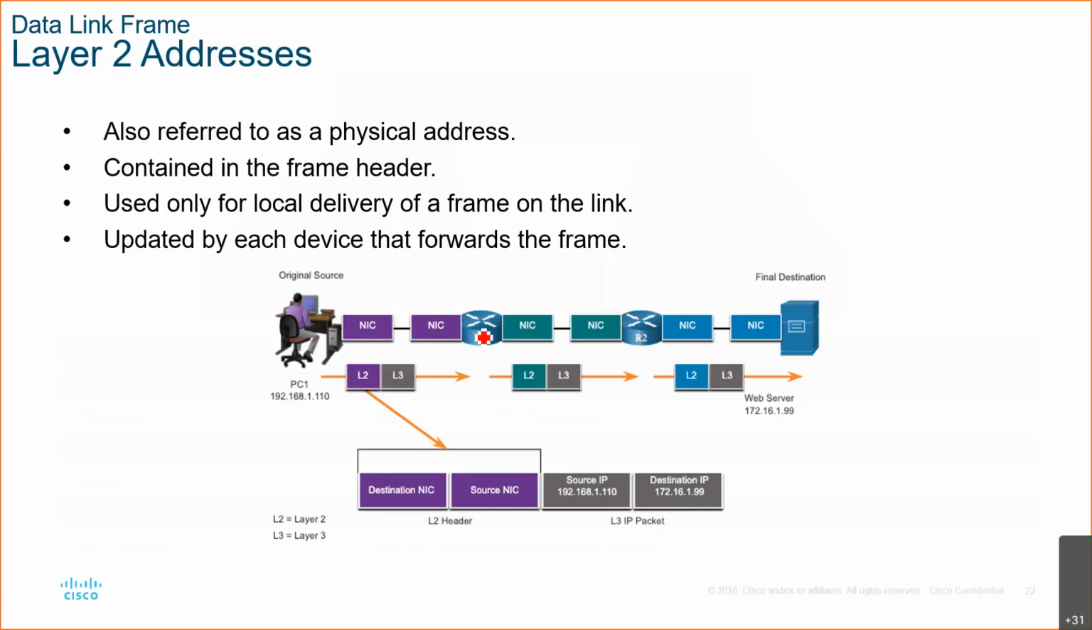So when you're talking about your MAC address, your NIC, it's used only for local delivery of a frame on the link. The moment you go outside the network, meaning outside the router, then we are talking about layer 3, source IP address and destination IP address.